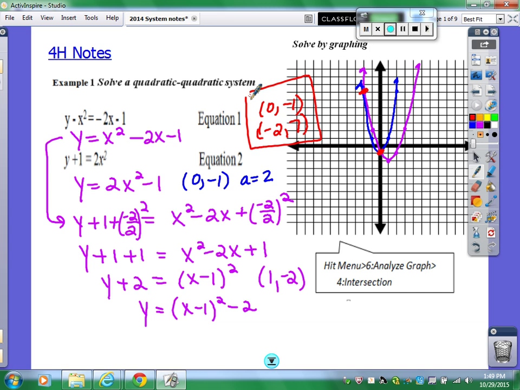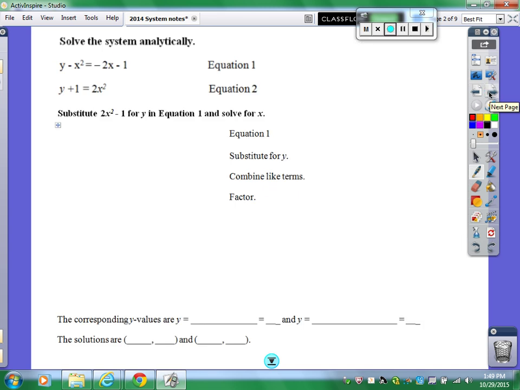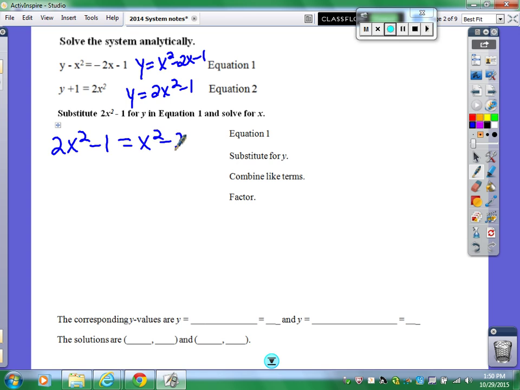Let's solve it analytically now. So that just means you're solving it algebraically. So we want to start off again by solving both equations for y, which we did before. And this is the easiest way to do this. And now since both of them are equal to y, we can substitute, set them equal to each other. We're substituting one of the equations in for y, but just set them equal to each other. Okay, and then we're just going to solve for x.